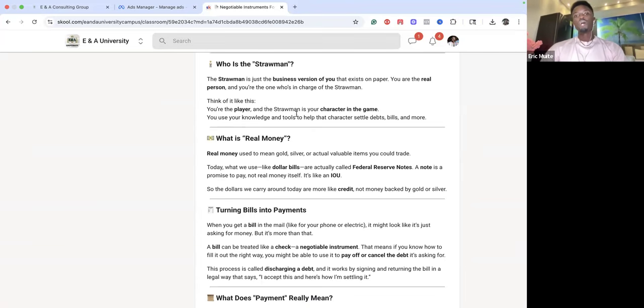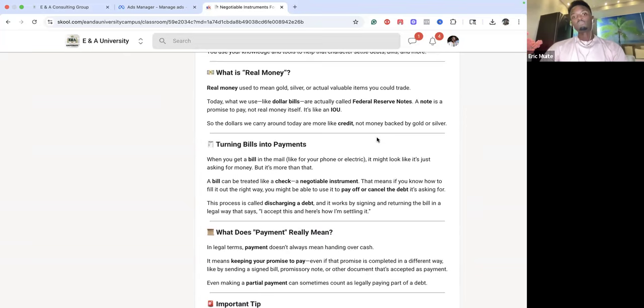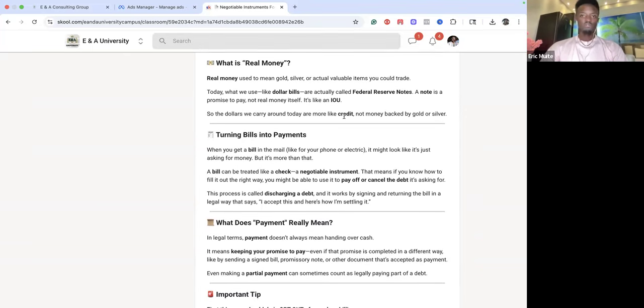And so you use your knowledge, your tools to help that character settle debts, bills, and more. What's real money? Real money is gold and silver, right? Or actual valuable items you can trade. Today, what we use, like the dollar bills, it's actually called Federal Reserve notes. The note is a promise to pay. It's not real money itself. It's an IOU.